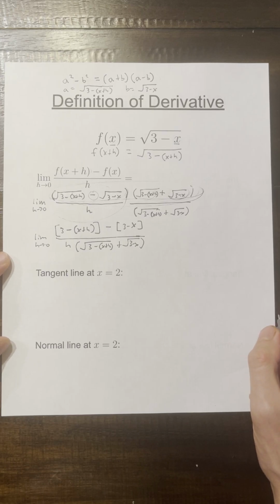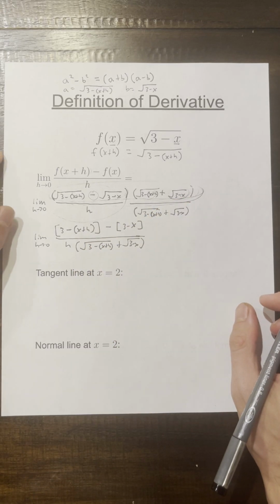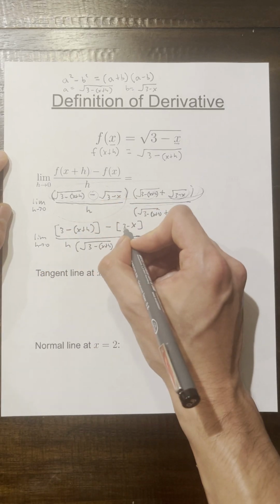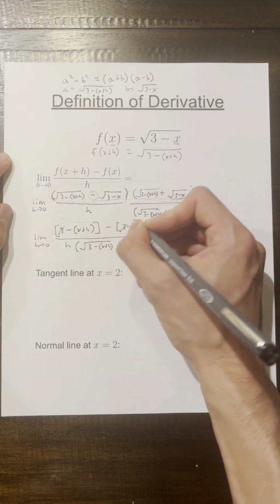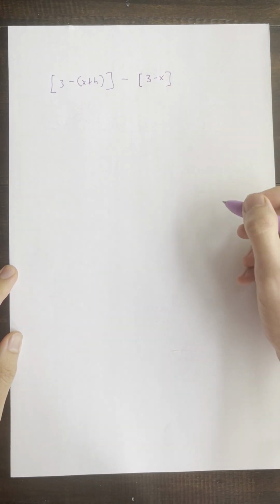All right, how do we simplify the top? This is going to be 3 minus 3. All right, so let's cross that out. Wait, why are we allowed to cross the 3's out?